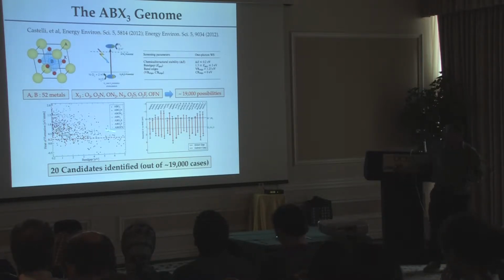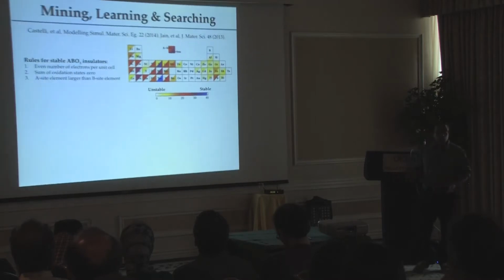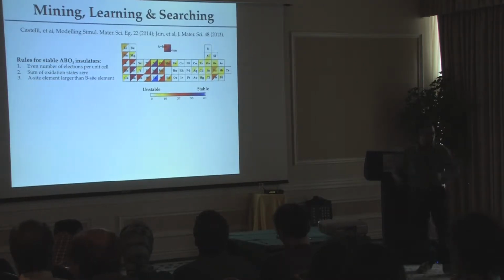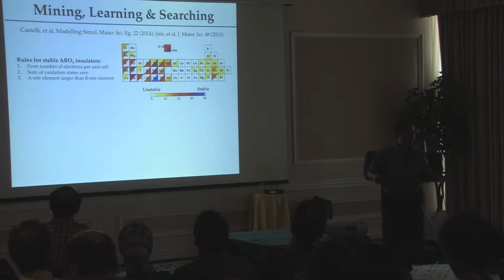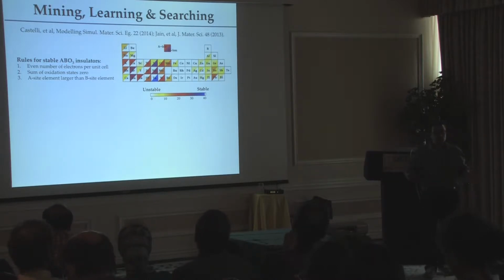Think about it. They had to do 19,000, 20,000 DFT calculations to get 20 candidates which passed ultimately. So the success rate was 0.1%. Okay, so if they went on to do something else, they pretended that they knew no physics, no solid state physics, no chemistry, and no geometry. And they decided to identify rules, right? So they came up with these rules.